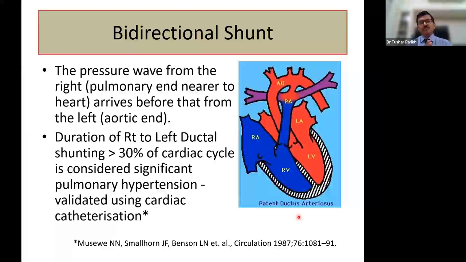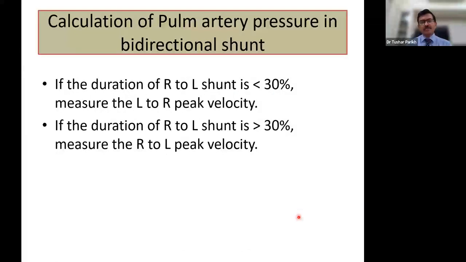Because normally, the SA node is on the right side, the right heart contracts slightly earlier than the left side, and therefore the pressure waveform across the PDA comes a little early on the right side in the main pulmonary artery as against the aorta. Therefore, if the duration of shunt across the PDA is more than 30% of the time right to left, then we consider the pulmonary hypertension being significant. So I'll show you here by example.